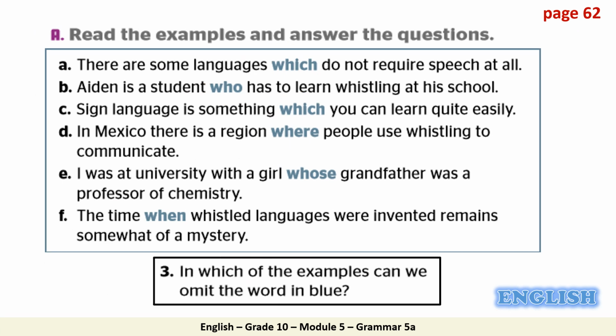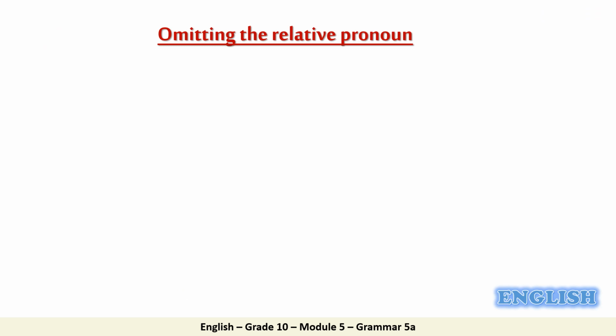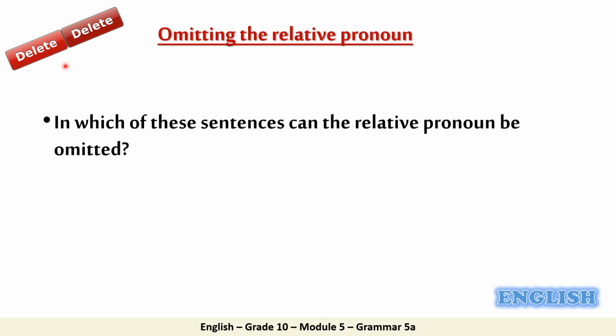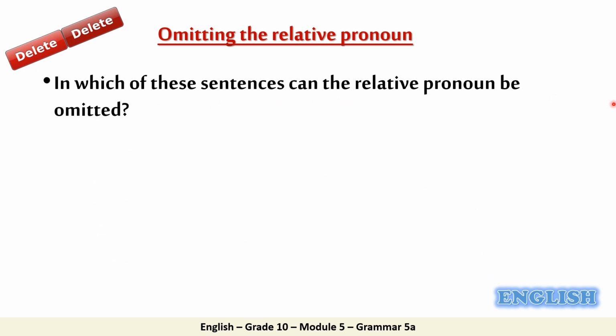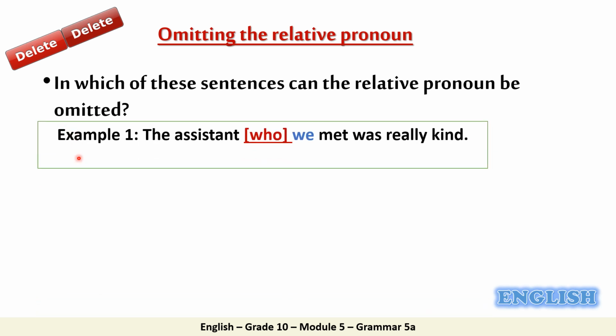Question 3. In which of the examples can we omit the word in blue? Let's try to understand more into this. Omitting the relative pronoun. Omitting means to delete. So, in which of these sentences can the relative pronoun be omitted? I want you to take a look at the examples we have.